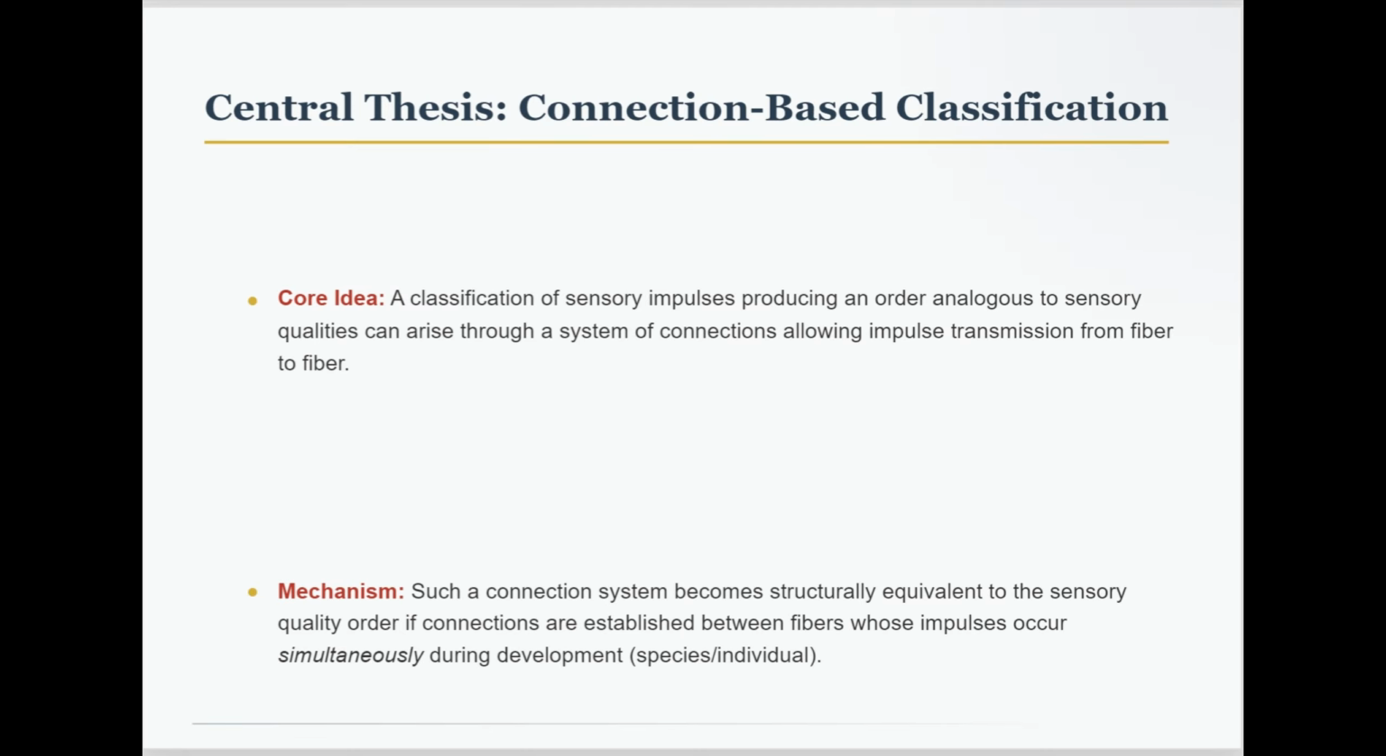Here's the heart of the matter, our central thesis. We propose that this classification of sensory impulses, creating an order like our sensory qualities, happens through a system of connections. Think of it like a telephone exchange or a complex circuit board. Impulses travel from one fiber neuron to another. If, during development, connections are formed specifically between the fibers whose impulses tend to occur together, then this network of connections will naturally reflect the correlations present in the incoming sensory world. This connection structure becomes the basis for the classification.